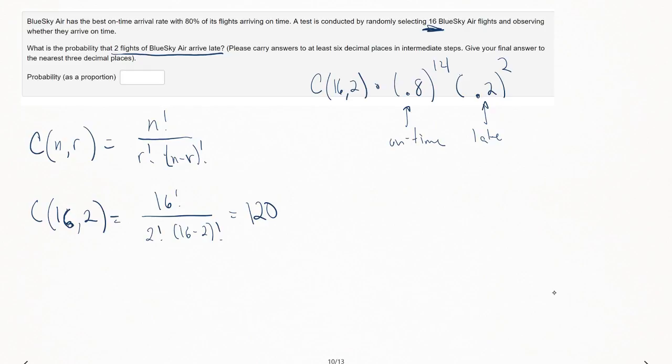So you can take 16 comma 2, that's 120. And then we go times 0.8 raised to the 14th, and then times 0.2 squared. And we get our final answer. It wants how many decimal places? Give your final answer to 3 decimal places. So this is 0.2111, so 0.211.